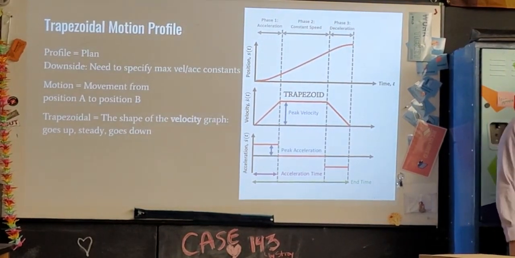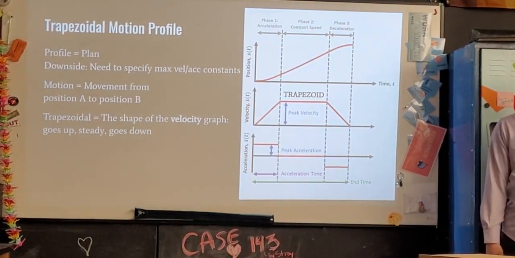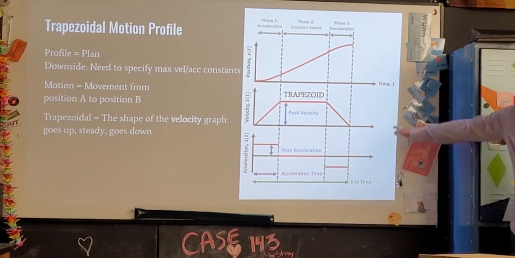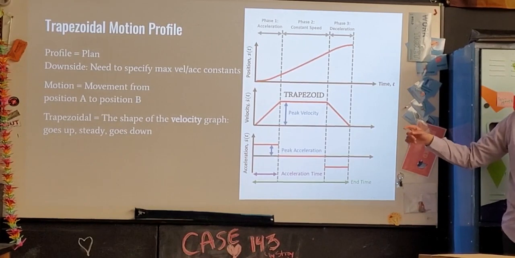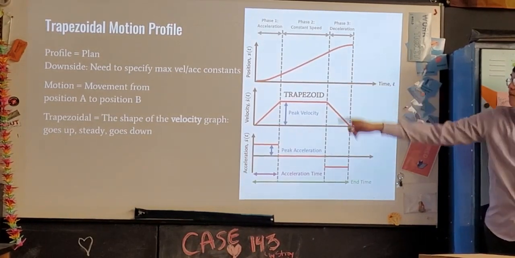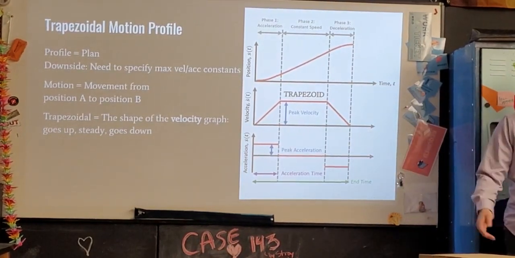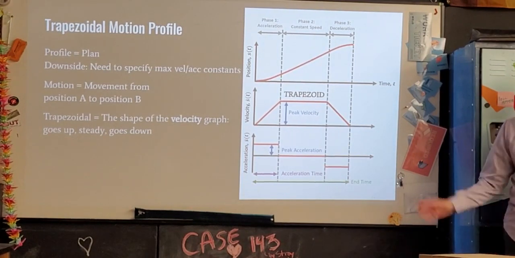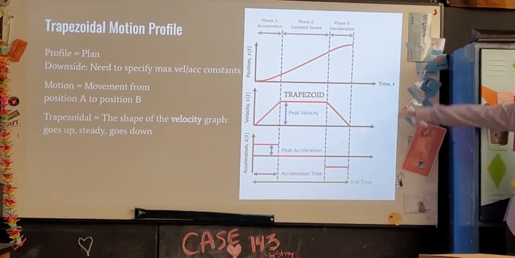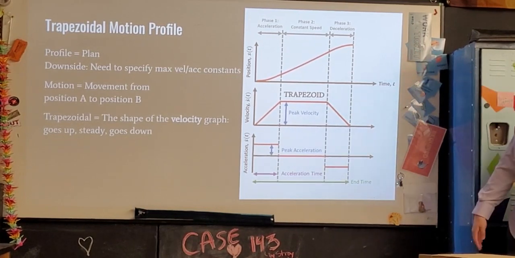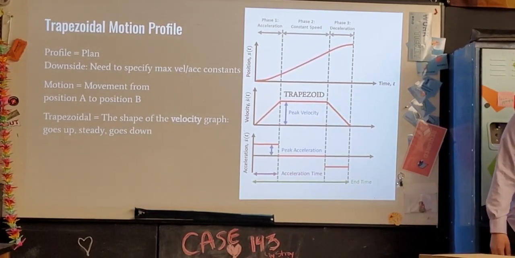Exactly. Actually, I think I jumped ahead a little bit. This slide explains the trapezoidal motion profile. Again, profile's plan. The downside, right, is that you need to specify the maximum velocity and the maximum acceleration of your plan, your motion profile. Yeah, this part explains it really well.